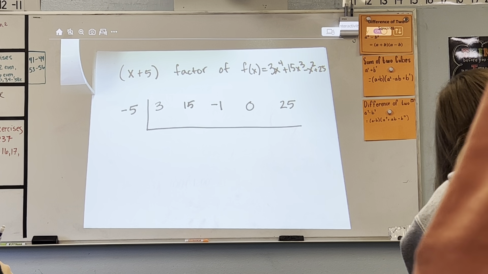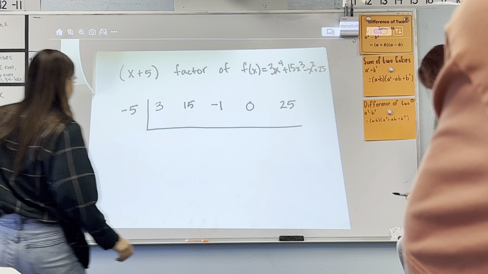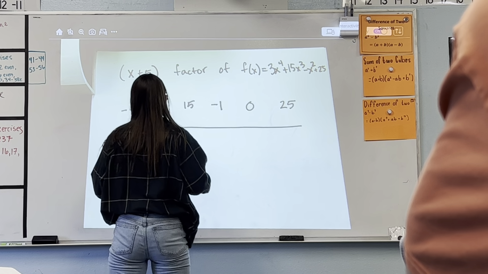Someone want to come up here and do this synthetic? Can I do it? No. Excuse me, can you check me as I go so I don't do the whole thing wrong?